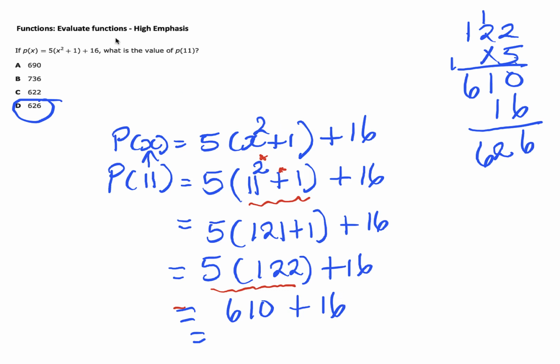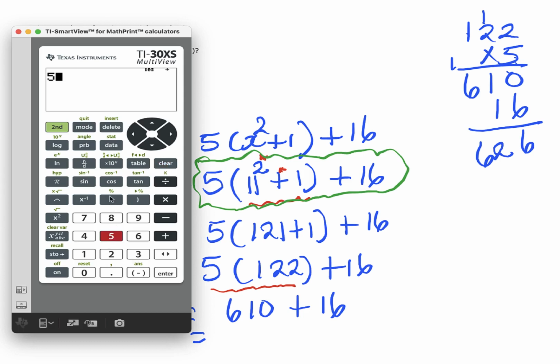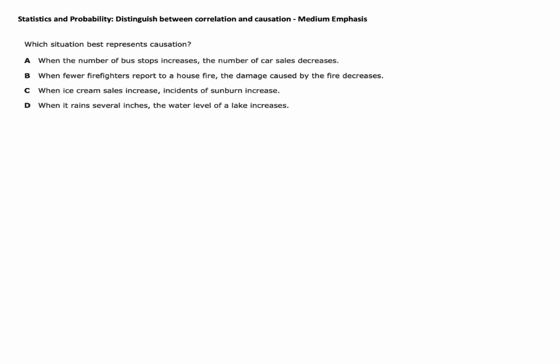If you can use a calculator, when you substitute 11 for x, then you're going to put all of this here that I'm circling in green into your calculator. So 5, open parentheses, 11 squared plus 1, close the parentheses, plus 16, and enter. And there's your answer, 626. Let's move on to a statistics and probability question.